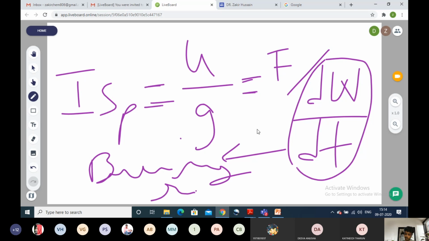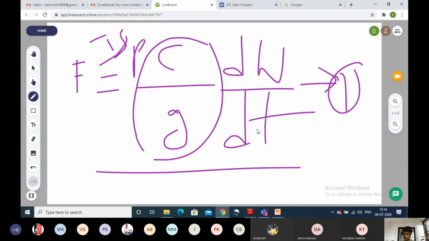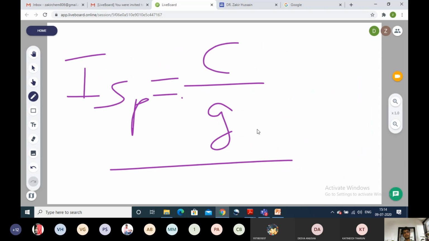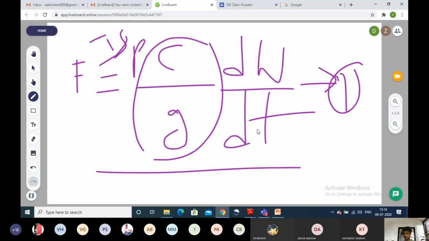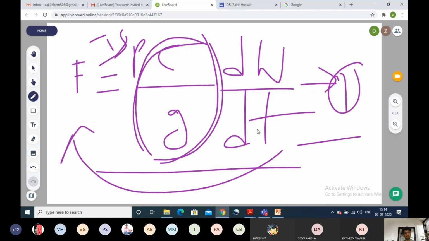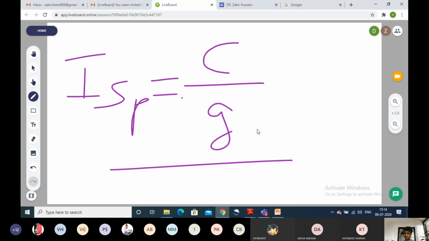Burning rate. Okay, where dW by dt is known as burning rate. I think it is clear. By the definition, ISP, or the specific impulse, is nothing but the ratio of the velocity of sound to the acceleration due to gravity. From equation 7, ISP is nothing but this one. So we just send this dW by dt to the left hand side. Then ISP is equal to F by dW by dt.